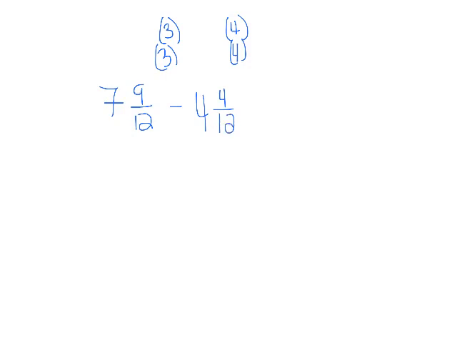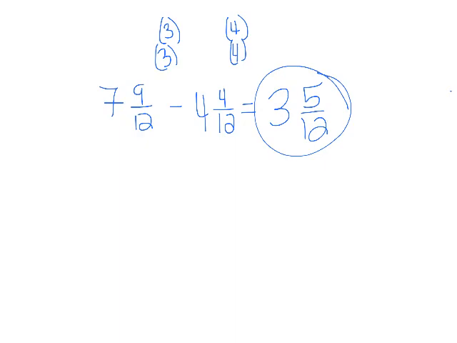Go ahead and pause the video, and I want you to try this one on your own. So I will multiply by 3 to get the common denominator of 12 and multiply this side by 4. So I'm going to get 7 9/12 minus 4 4/12. And I'm going to be left with 3 5/12 after I subtract those, because I'll subtract my whole numbers, 7 minus 4 is 3, and then subtract my fractions and be left with 5/12.